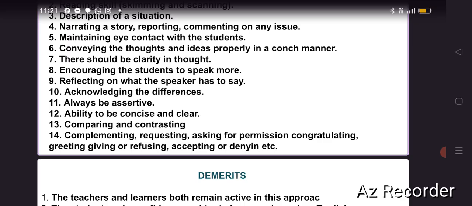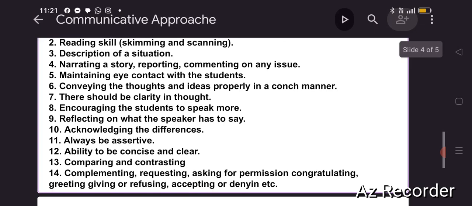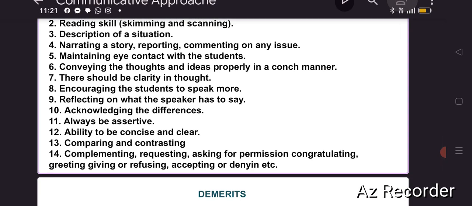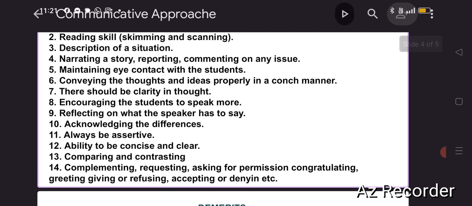Next, reflecting on what the speaker has to say. बघा, आपल्याला मत व्यक्त करणं म्हणजे स्पीकर जो काही बोलतोय, तर ऑन द टाईम the listener has to reflect what the speaker is speaking. If any doubt, if any, you have to give the opinion related to the speaker speaking or their lecture. Okay, so by these skills also we can develop communication skill of the student.